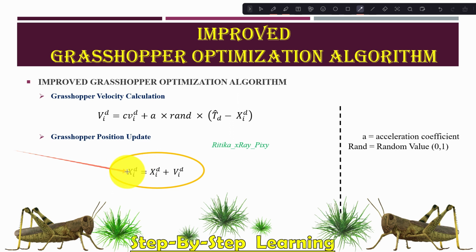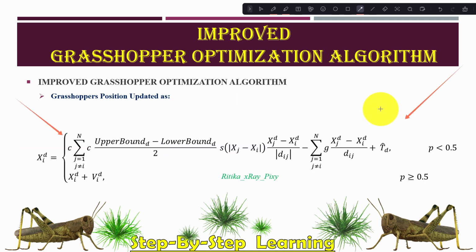Here this is the current position in the dth dimension plus velocity. We added velocity here. Here A is the acceleration coefficient and rand is a random value that is normally distributed, and this is the target solution, and this is the current position. In improved GOA, the final position update is done like this. Here we will check the probability. If this condition is true, we will update using this equation, else we will update using this equation.